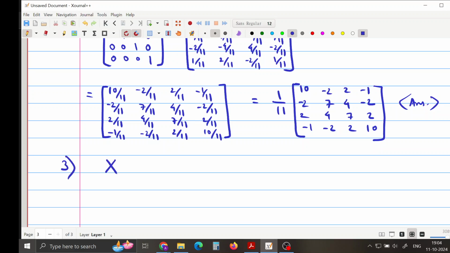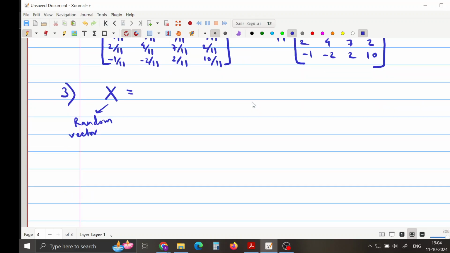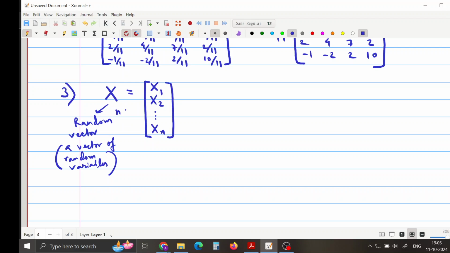So we have this random vector x. It is a vector of random variables, and it is an n by 1 random vector. You can think of it as x1, x2, all the way till xn. So this is n cross 1.